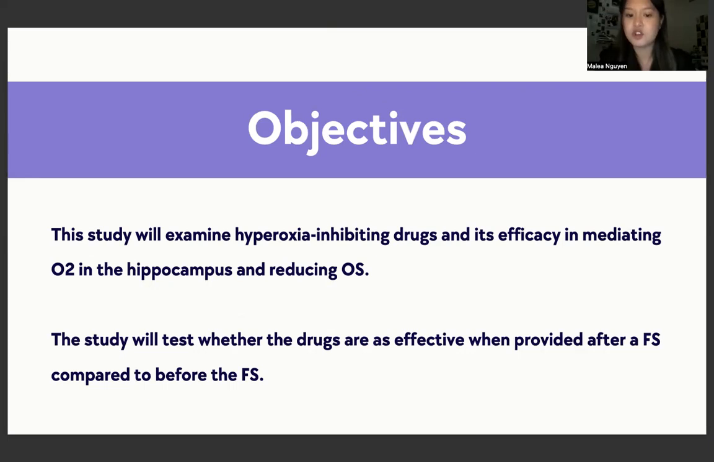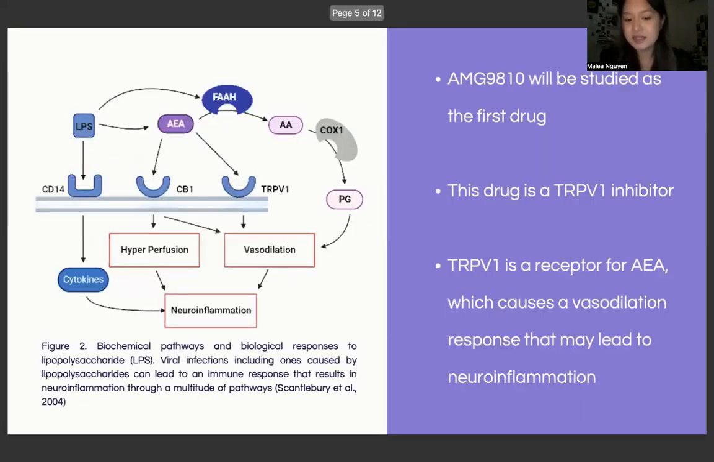The study will test whether the drugs are as effective when provided after a febrile seizure, which will be my post group, compared to before the febrile seizure, which is my pre group. In this experiment, I used lipopolysaccharide or LPS to cause general inflammation in the pups, as this increases the expression of anandamide or AEA in this figure.